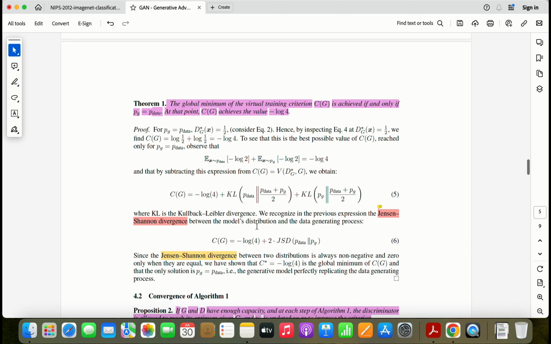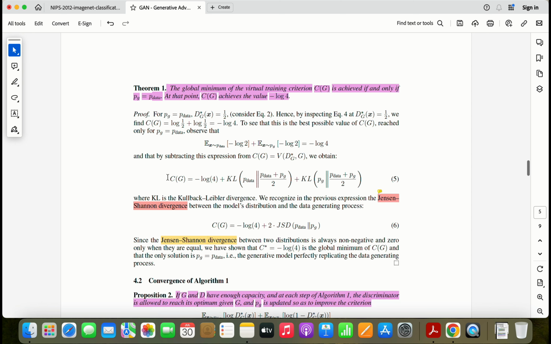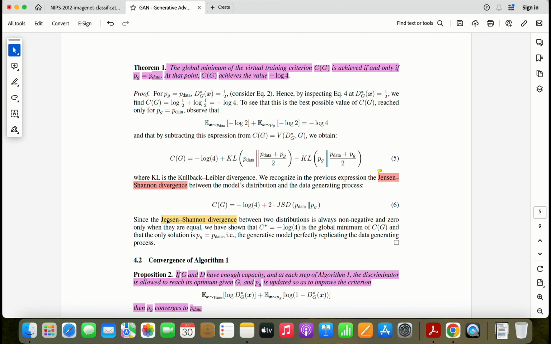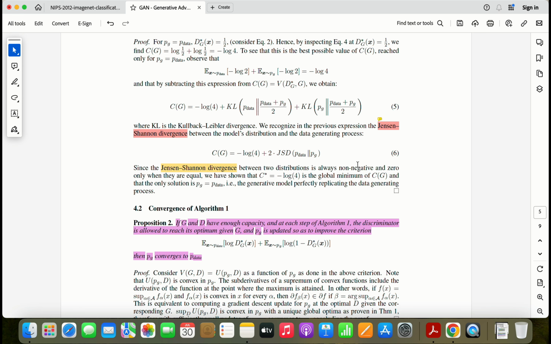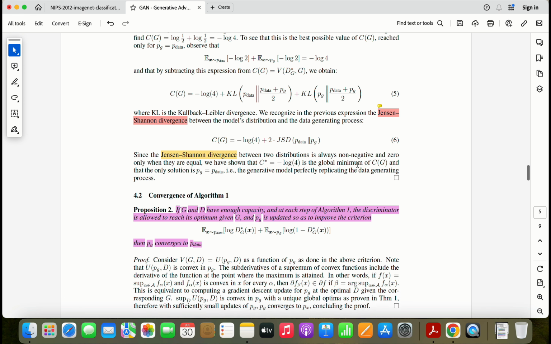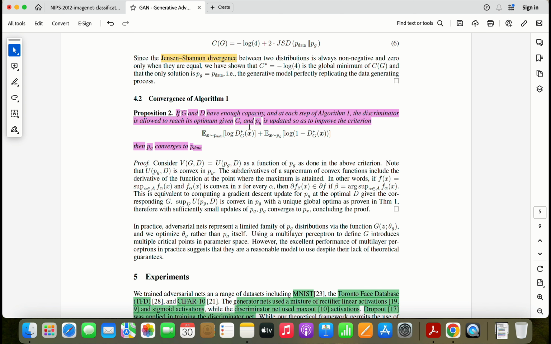This is another derivation, so you can go through it. There are like 8 to 10 pages of derivation. But the final thing is that you look at this expression. It says that C(G) is equal to minus log 4 plus KL divergence. And in terms of Jensen-Shannon divergence, the cost function is minus log 4 plus 2 times JSD. You will find this derivation somewhere, and it is 8 to 10 pages long. And this is convergence.